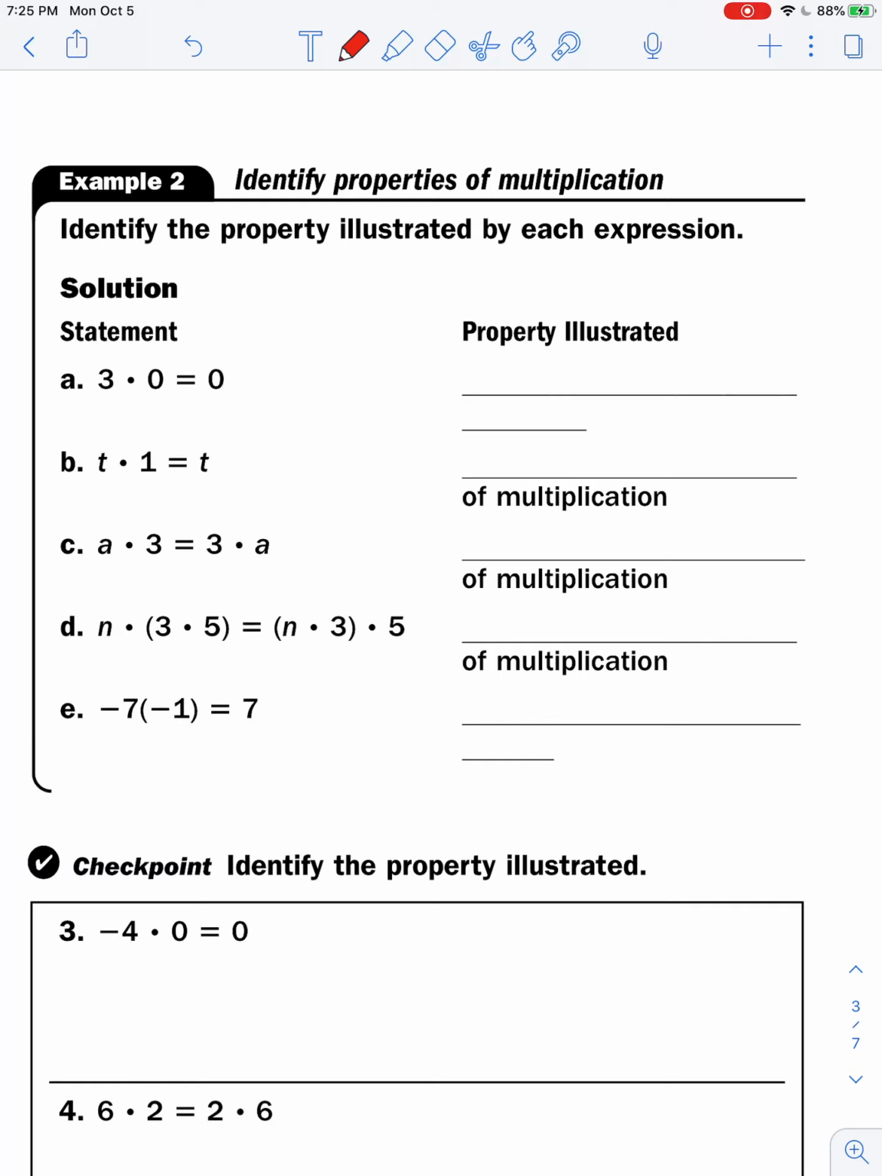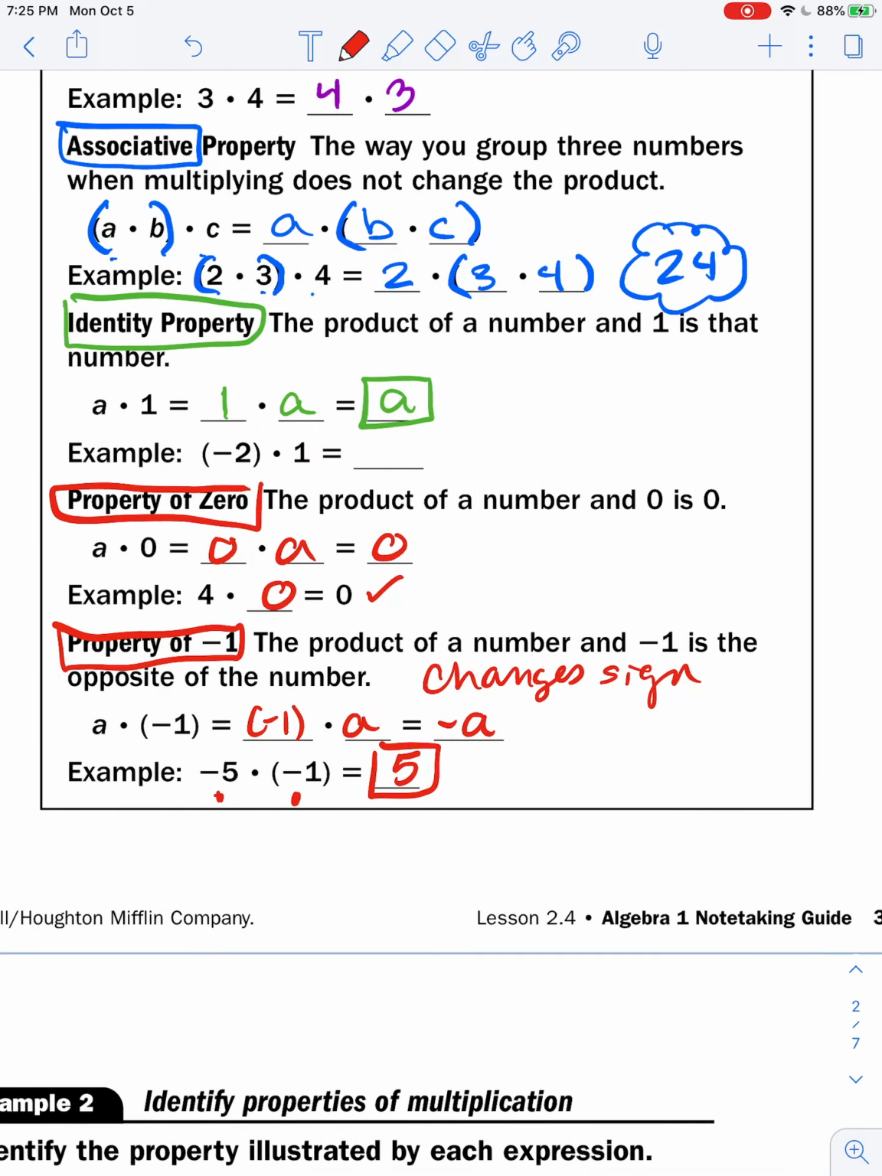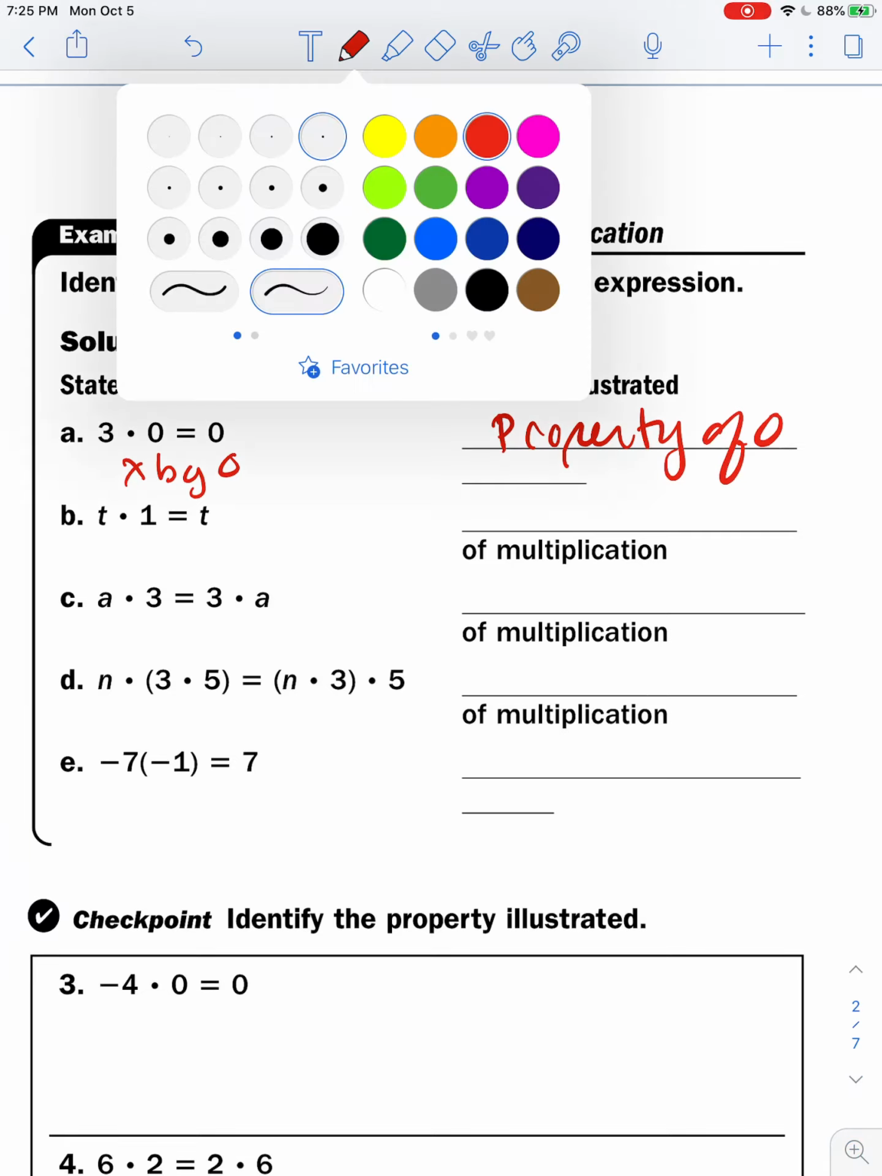So let's see if we can identify when they're using each property, and we can sneak back and look at them. So look at it and see what they're doing each time. So what they're doing here is they're multiplying by 0. So if I go up here and look, that's going to be my property of 0. So this is going to be the property of 0, meaning anything times 0 is going to be 0.